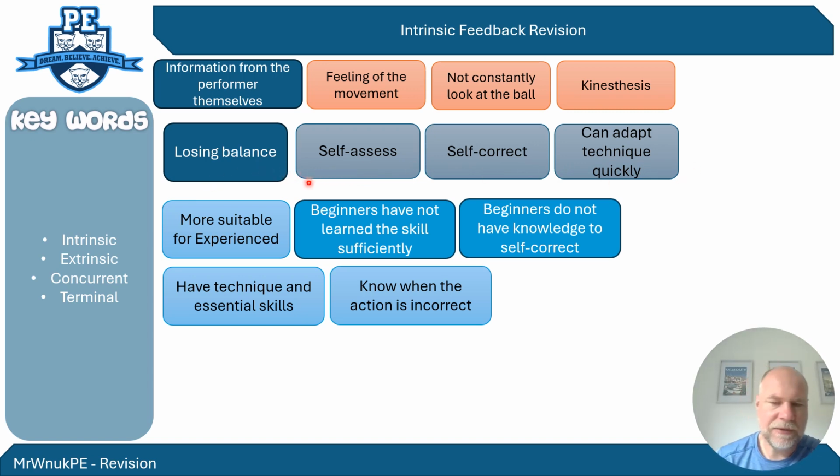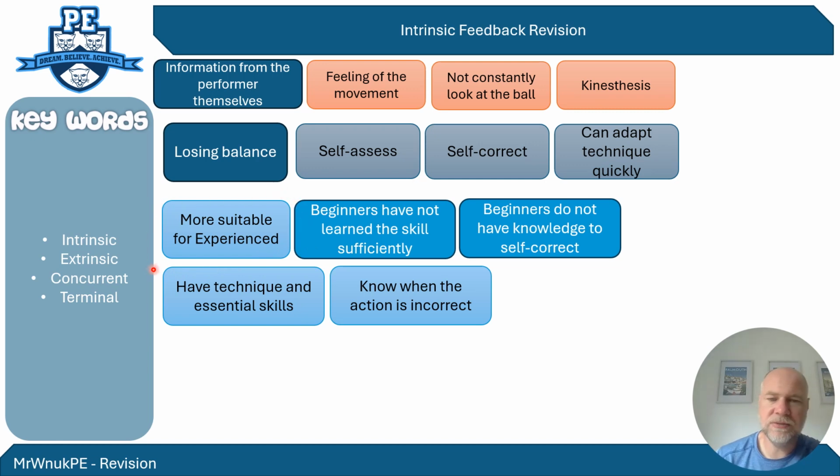A skier, for example, anyone performing movements which are fast and they could lose their balance. So it could be running with a ball, it could be pivoting in a ball team sport, and so on and so forth. But the key thing is you're self-assessing and self-correcting and adapting your technique so you don't fail in the technique. Now, intrinsic feedback is better suited for experienced performers.